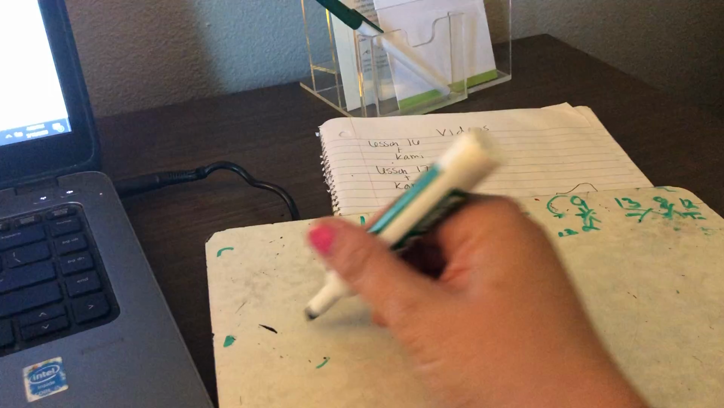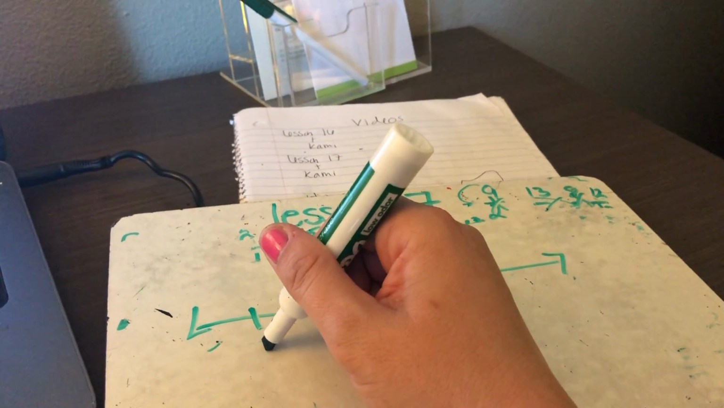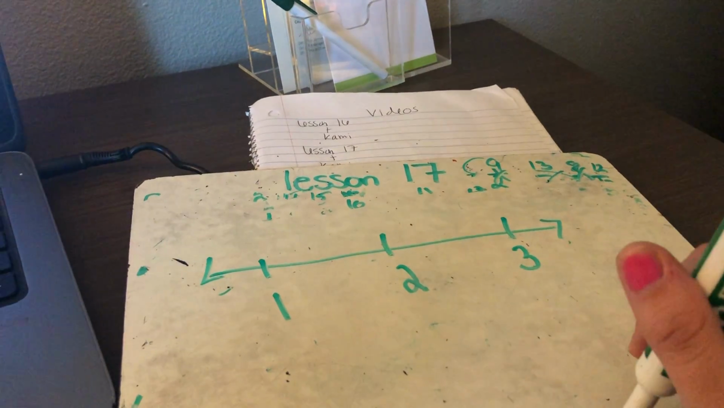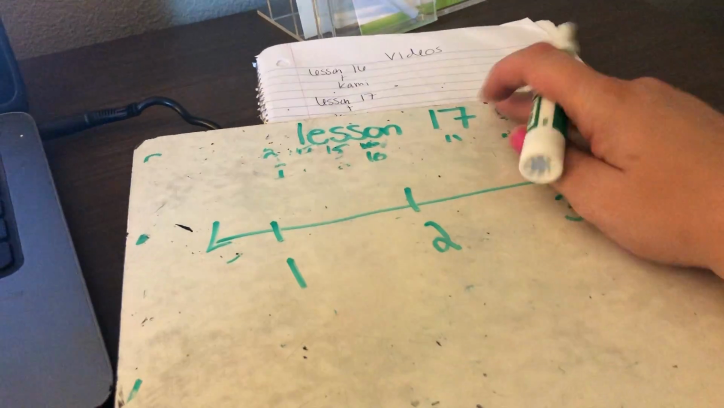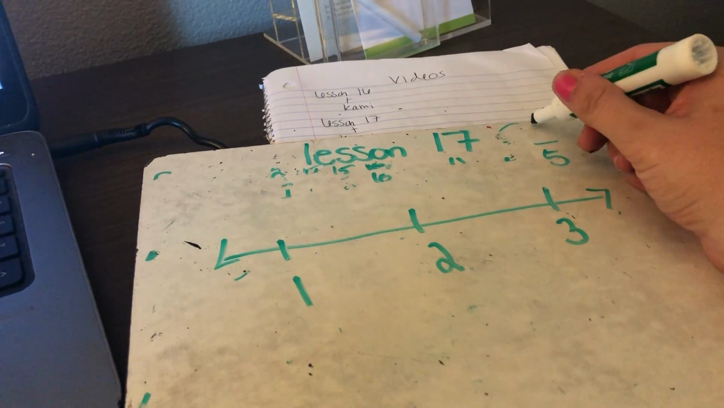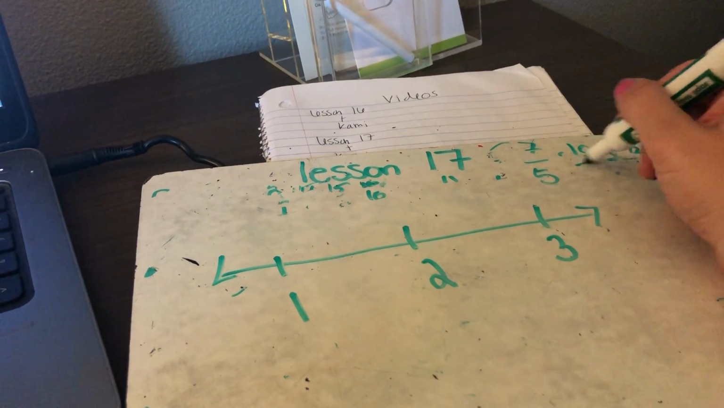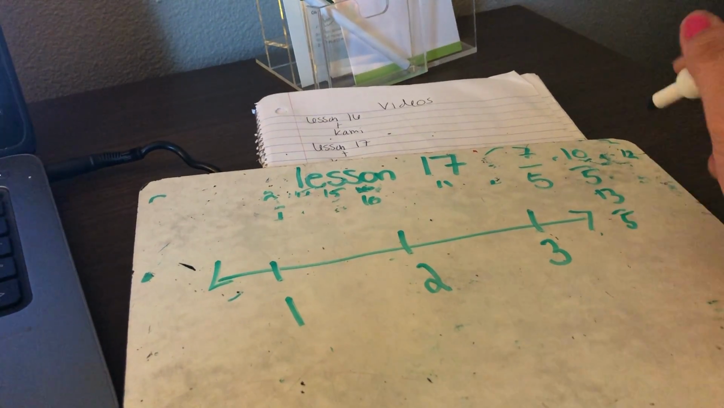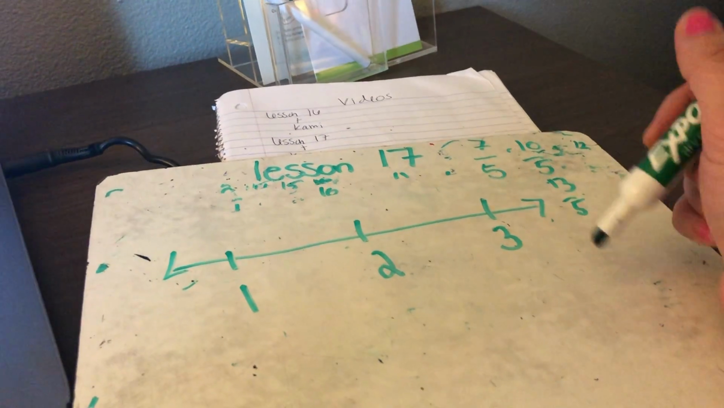Okay. Yeah, this is lesson 17. Okay, let's start with 1, 2, 3. All right, so here we go. I'm gonna think of a couple. Let's see. Let's go fifths. Let's go 7 fifths, 10 fifths, 13 fifths. Okay, so let's say I give you 3 fractions to find on this number line. 7 fifths, 10 fifths, 13 fifths.